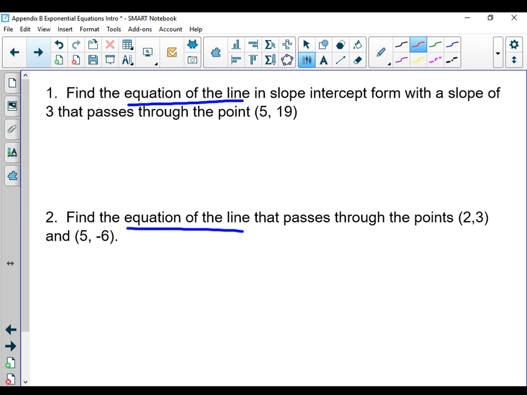For this first one, I'm going to ask the group in the back there, what was the strategy that was used for that first one? Everybody may not have done the same thing, but I'm guessing you probably did about the same thing. I substituted the 5 in for x, so that would be 19 equals 3 times 5.